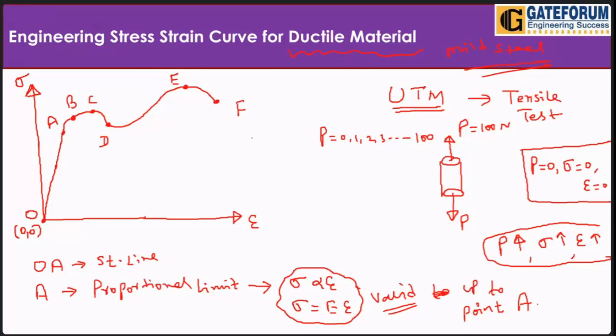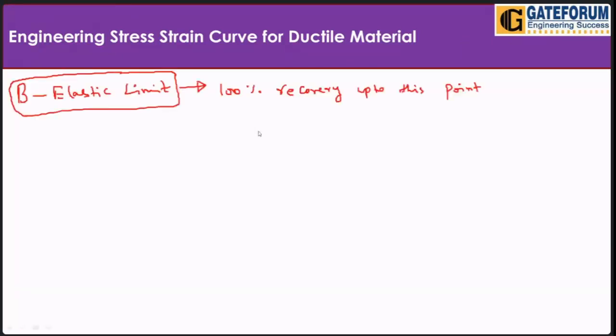What about points C and D? Points C and D are the upper and lower yield points. C is known as the upper yield point, and D is known as the lower yield point. Which point is very important? The lower one is very important because the upper can't be noted. So the lower yield point means yield point, yield strength, or yield stress.